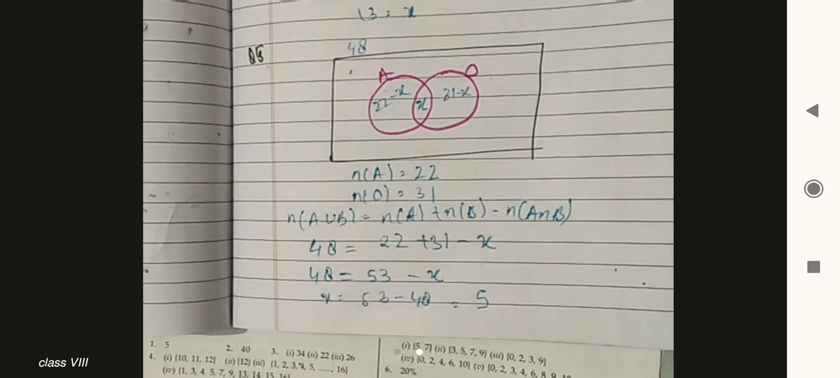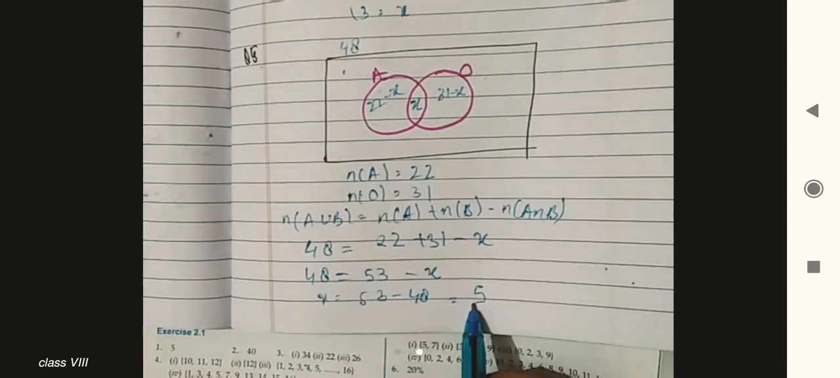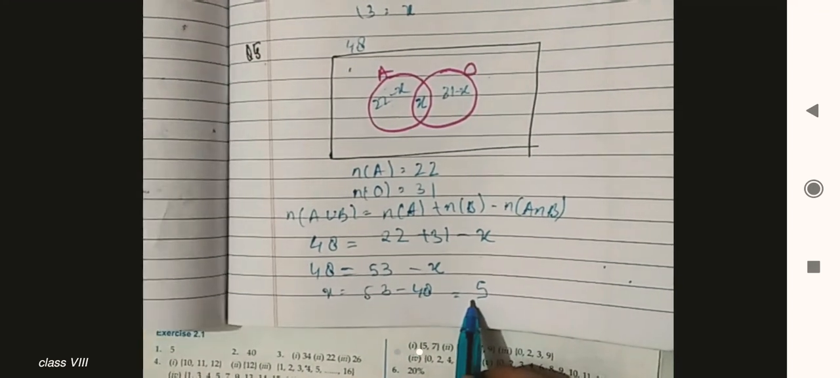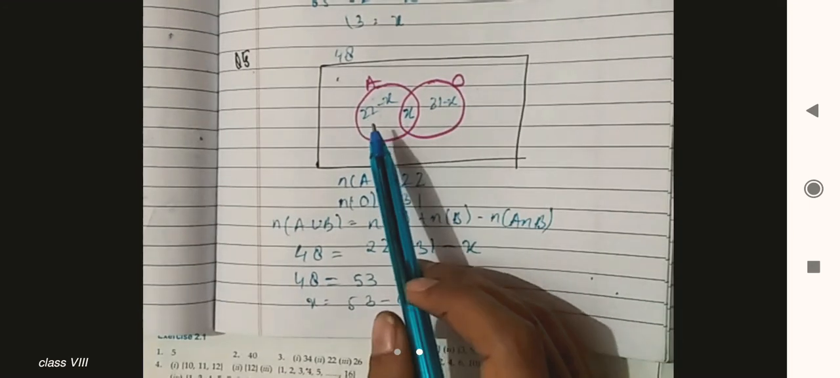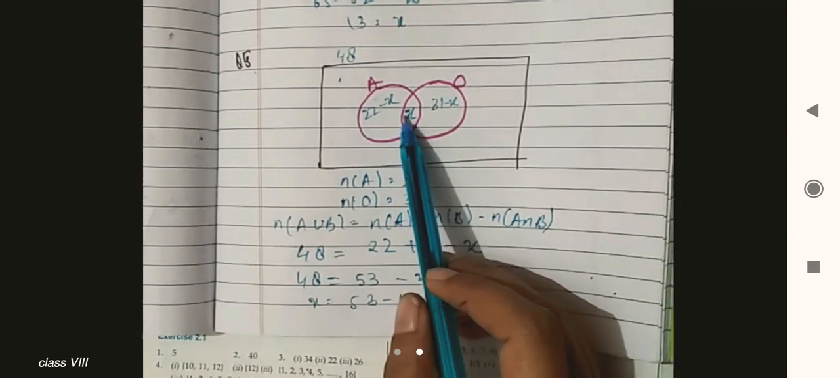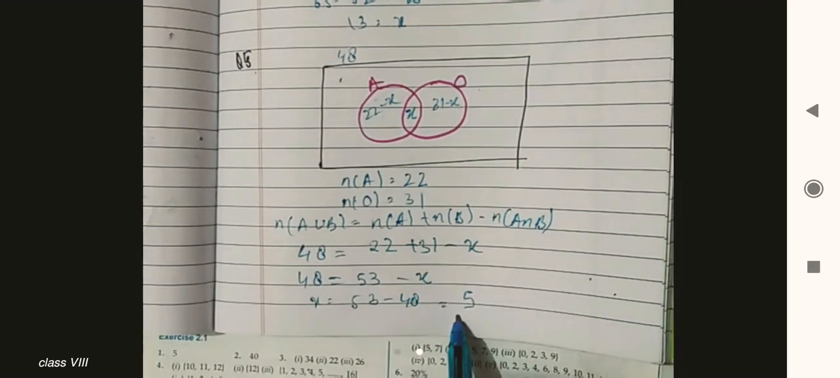Okay, students, so let's continue the previous video. So x will be what? X will be 5. Okay, the intersection will be 5, and you can easily figure it out by using a Venn diagram also: 48 is equal to 22 minus x plus x plus 31 minus x. Then you will get x equals 5 in both situations.